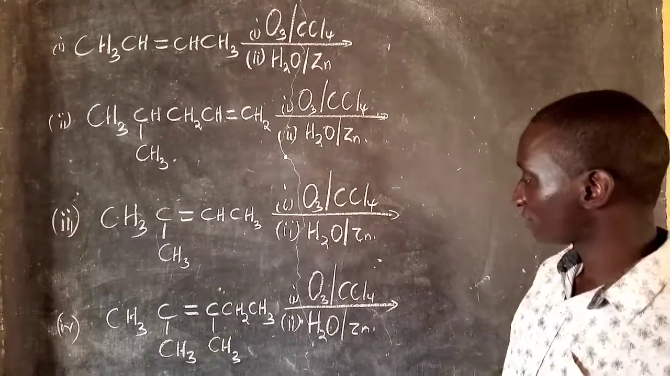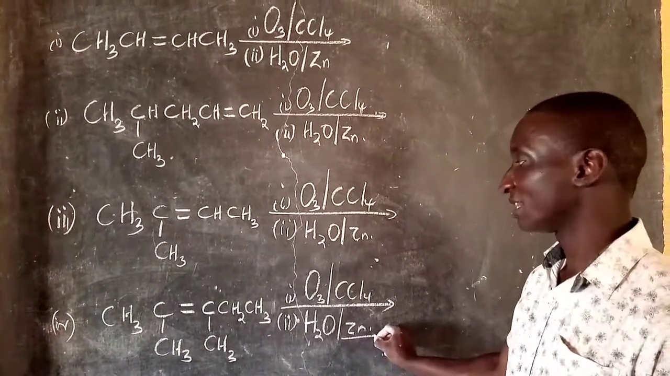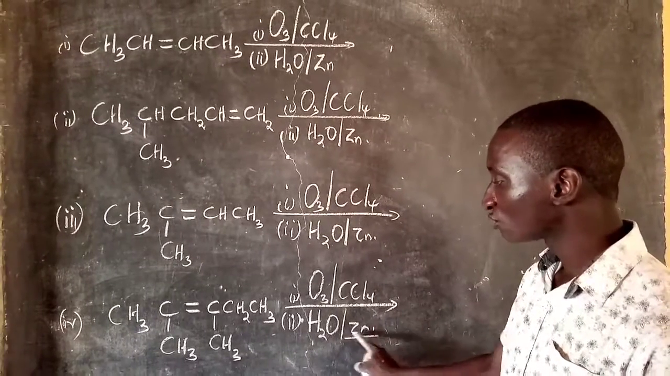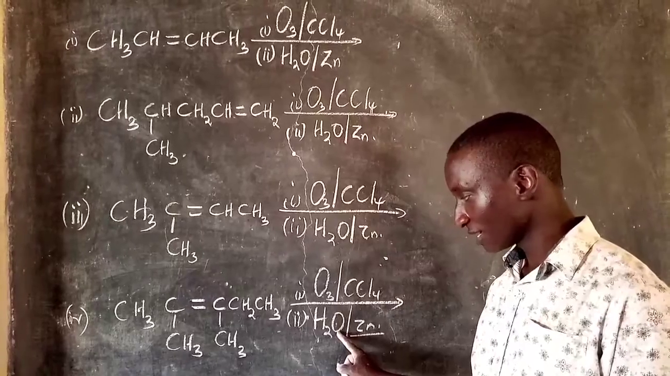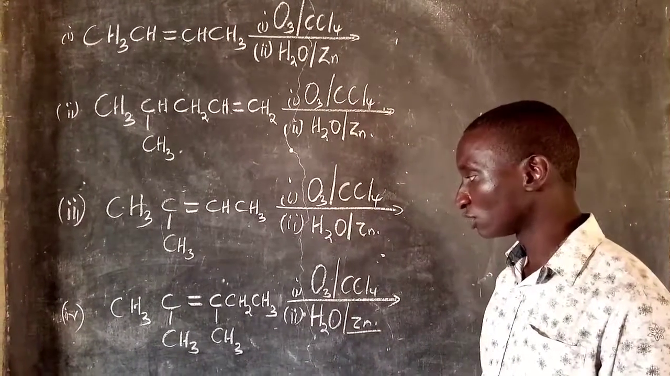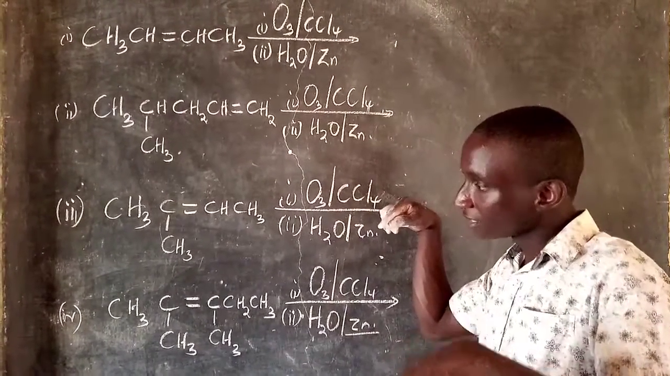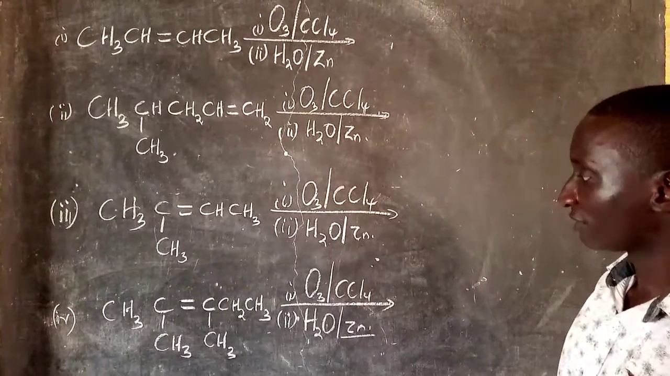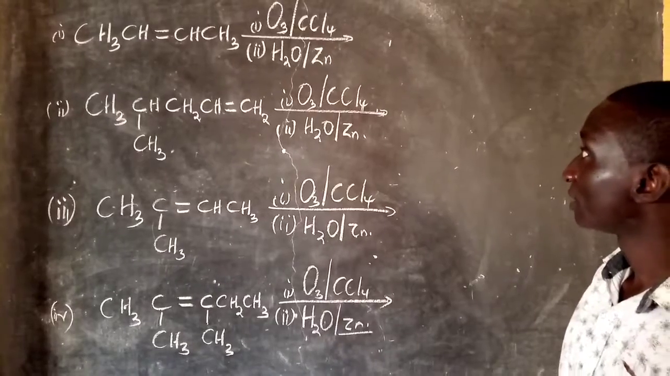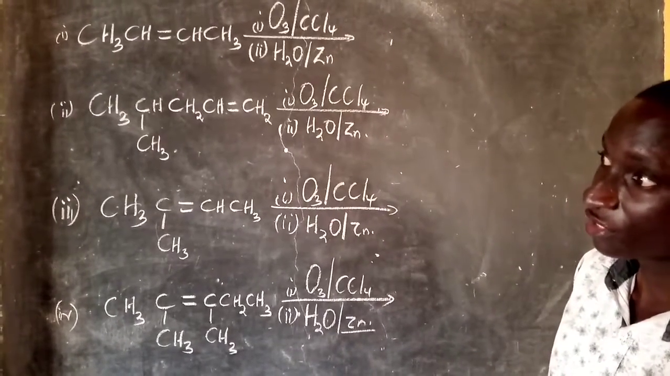Without forgetting the emphasis of what is coming in as zinc. Zinc comes in to stop the action of the hydrogen peroxide formed as the water takes oxygen from ozone in the product that is formed as intermediate before we come up with the final what? The final product. Now, that is that for ozonolysis.